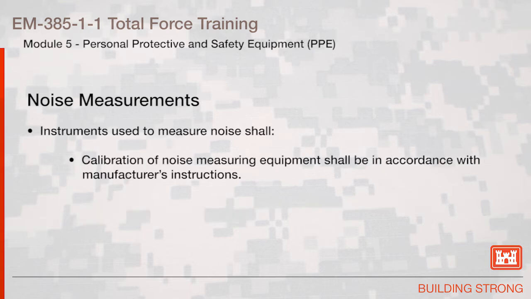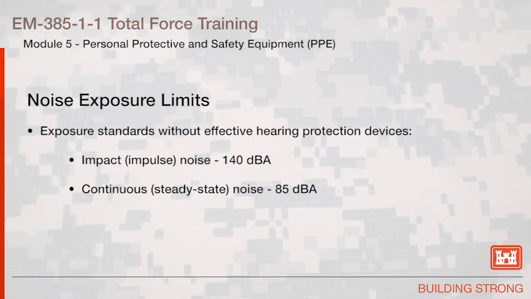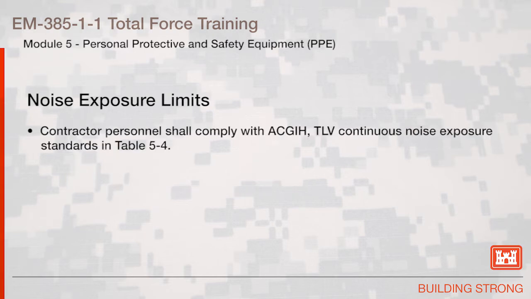Calibration of noise measuring equipment shall be in accordance with manufacturer's instructions. Exposure standards without effective hearing protection devices include 140 decibels for impact or impulse noise, and 85 decibels for continuous or steady state noise. Contractor personnel shall comply with ACGIH TLV continuous noise exposure standards as found in Table 5-4.